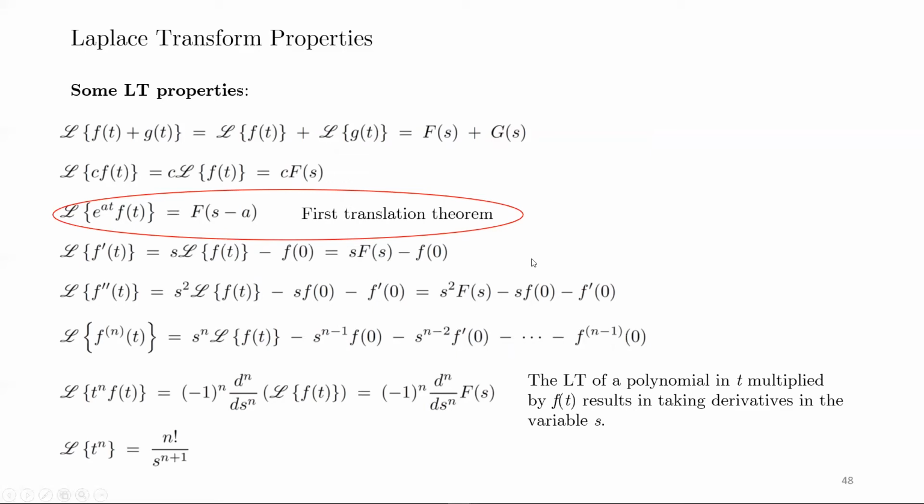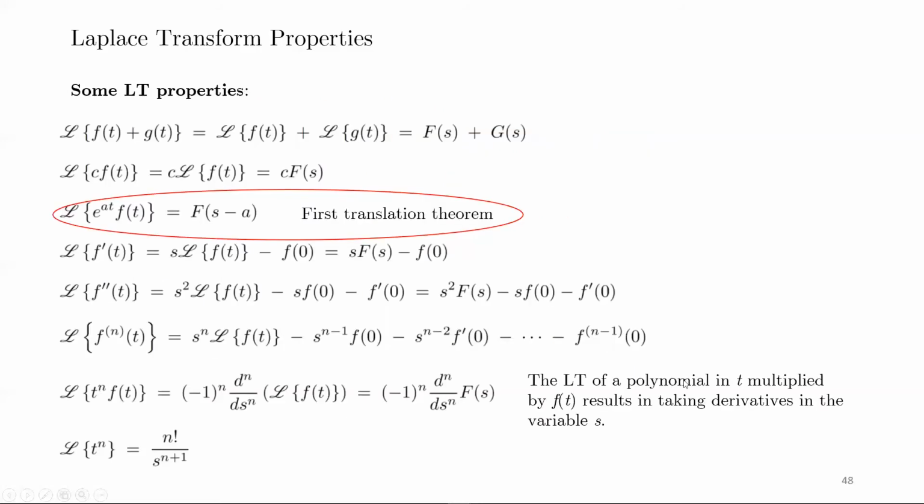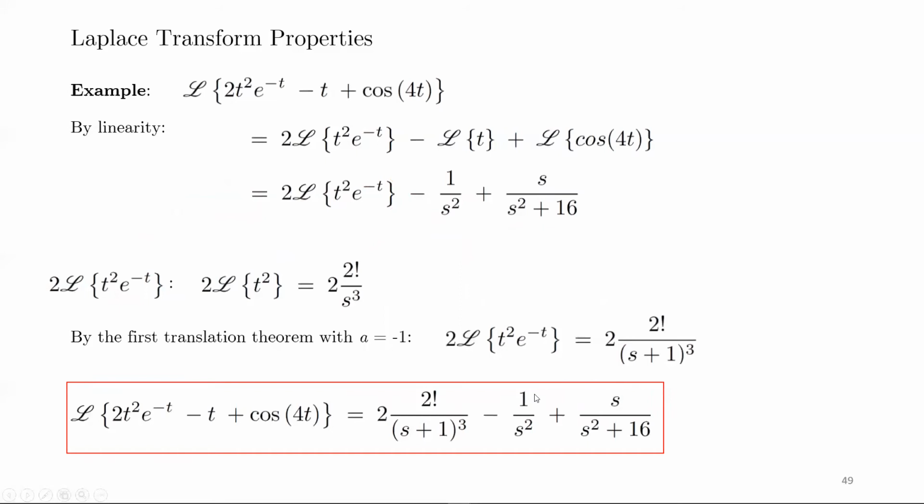I could have actually done that backwards. I could have calculated the Laplace transform of the exponential of minus t, so e to the minus t, and then I could have used this property here, the second to last one, to calculate the Laplace transform of t squared times the exponential function. I could have used this other one down here as well. But just to summarize, the Laplace transform of the original problem we can write like so.